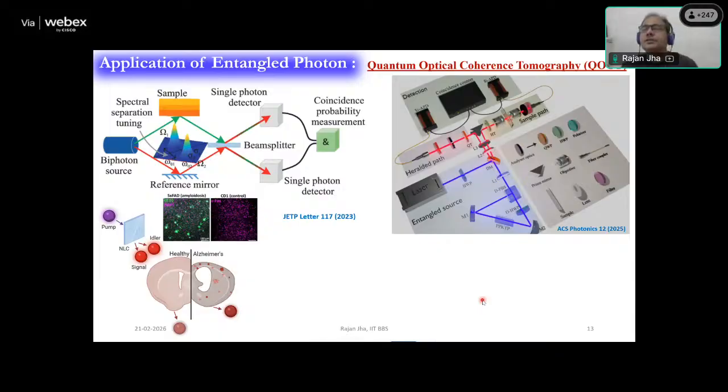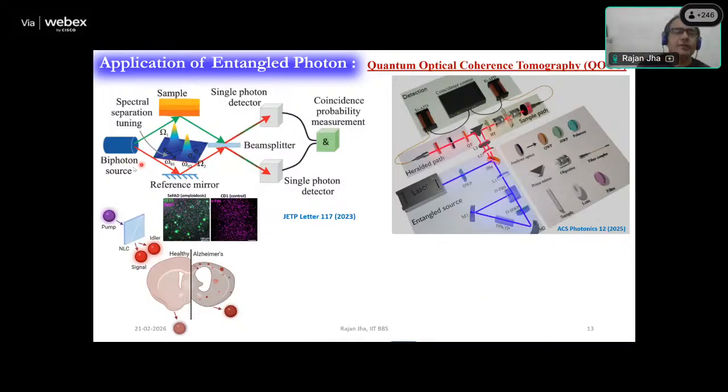Okay, another application: you have heard about optical coherence tomography. Now people have extended this concept into QOCT, or quantum optical coherence tomography. Optical coherence tomography is an old technique, and it allows you to do imaging. You do the imaging frame by frame, and then you stitch them to get the final image. But now people are using this concept of entangled photons.